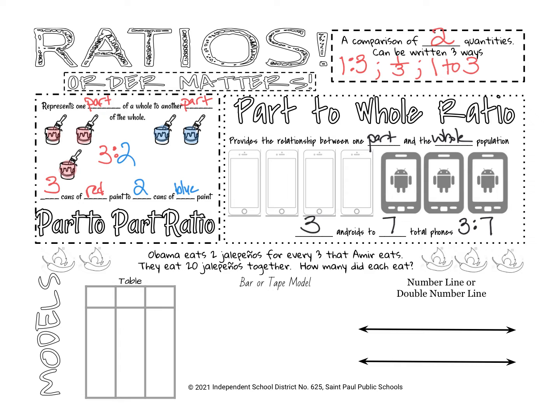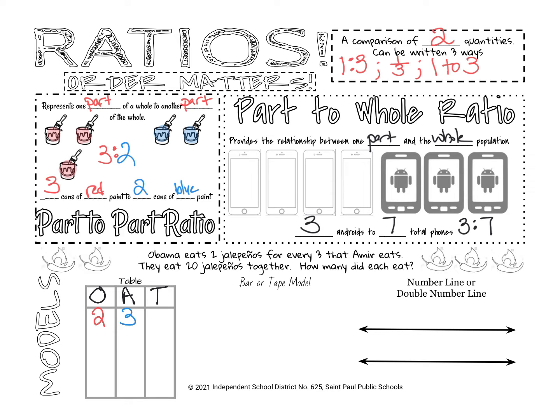So when I do this, I'm going to look at what's my information that I'm comparing. So I'm really comparing how much Obama eats to how much Amir eats to the total jalapenos that they eat. So I'm going to label this as Obama, Amir, and total jalapenos. In our original ratio, we see that Obama is eating 2 jalapenos for every 3 that Amir eats.